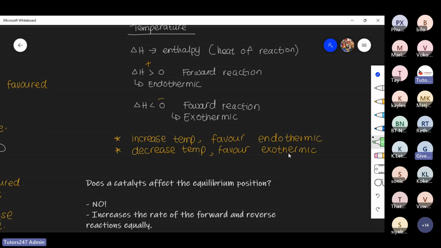If the system is already cold, that means temperature has been reduced. We're now freezing out here. What do we want to do? We want to turn on the heater and introduce heat energy into the system. So we favor the reaction that is going to release heat energy into the system. Which reaction is that? The exothermic reaction.